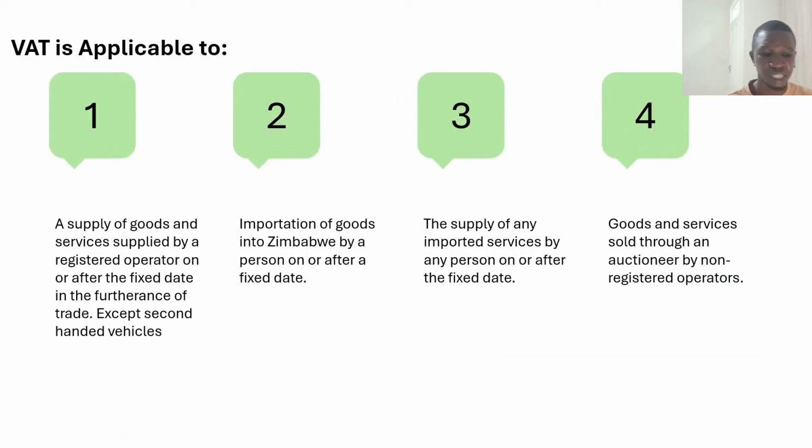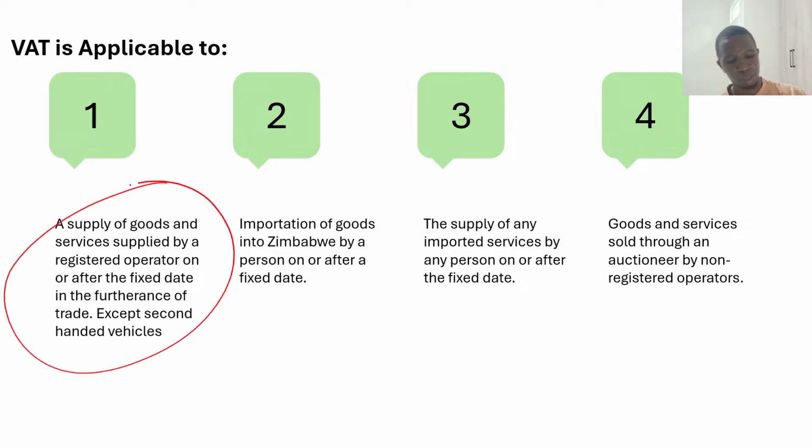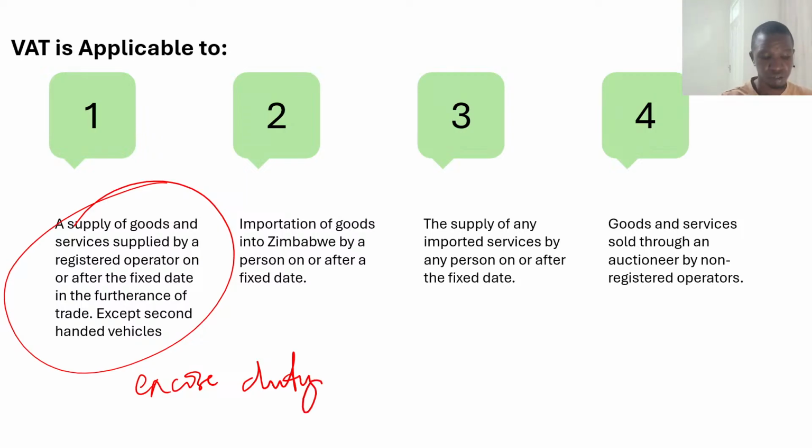So where is VAT applicable? VAT is applicable to the supply of goods and services by a registered operator on or after the fixed date in the furtherance of trade, except for second-hand vehicles. For second-hand vehicles, you don't charge VAT. Instead, there is an excise duty that is collected on second-hand vehicles.